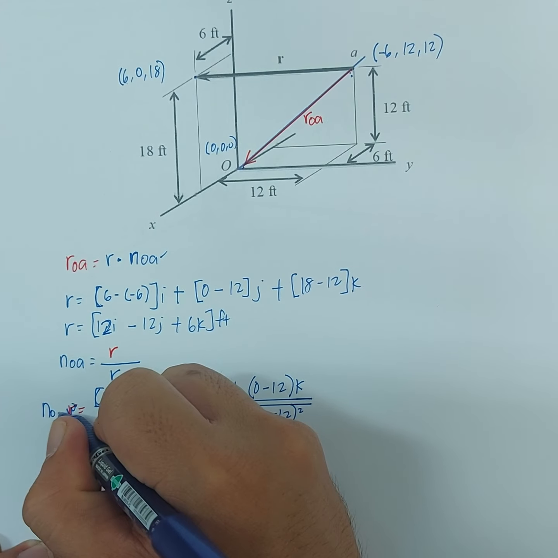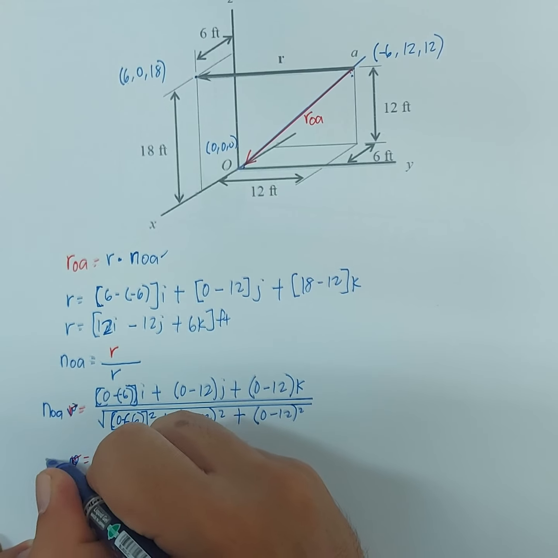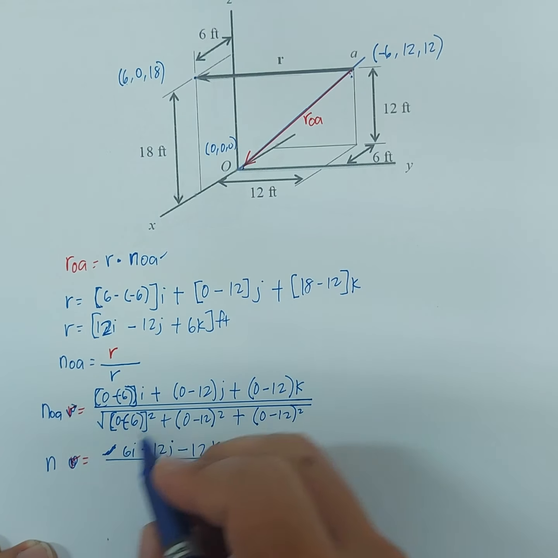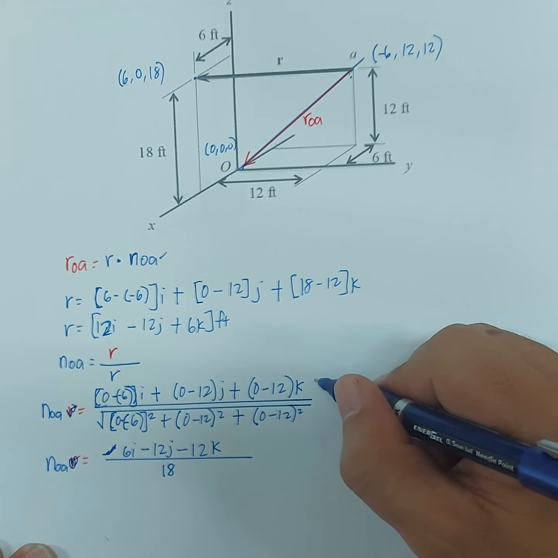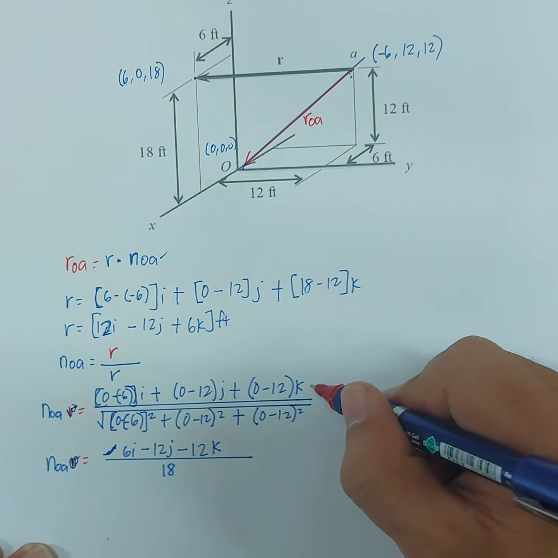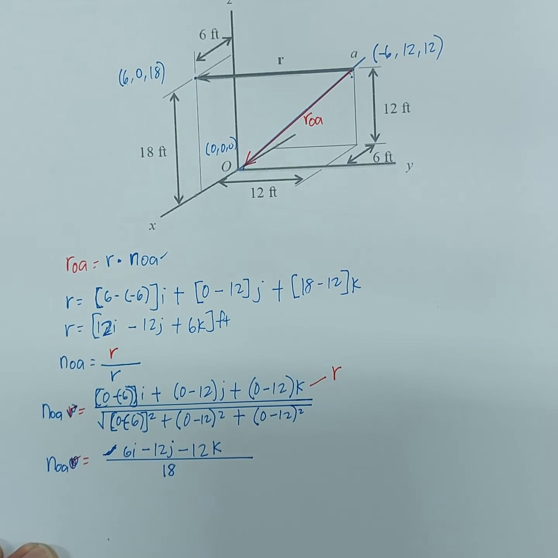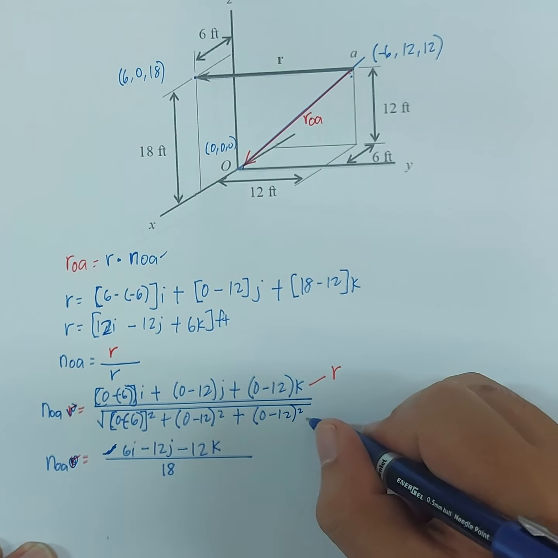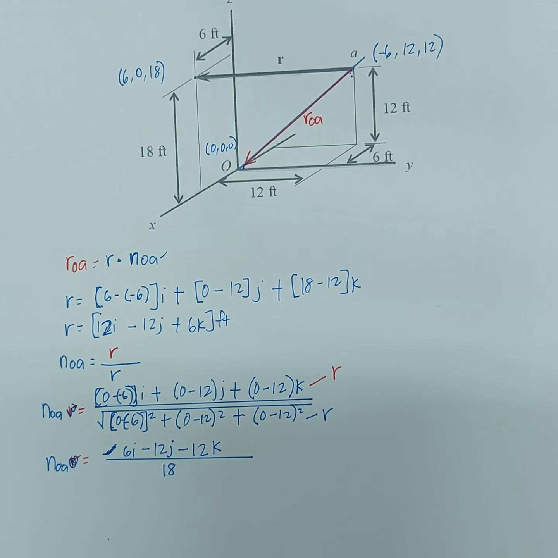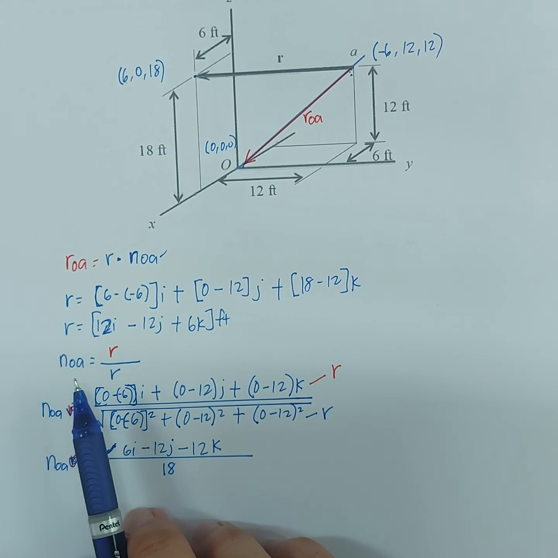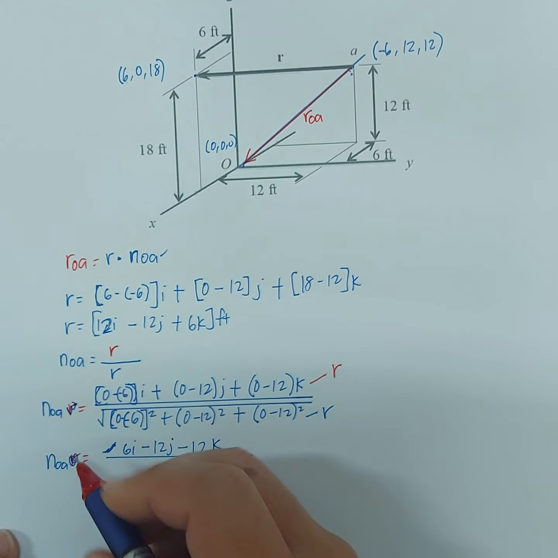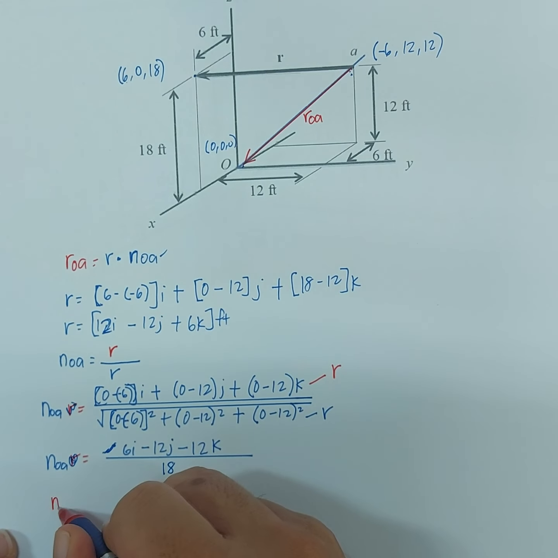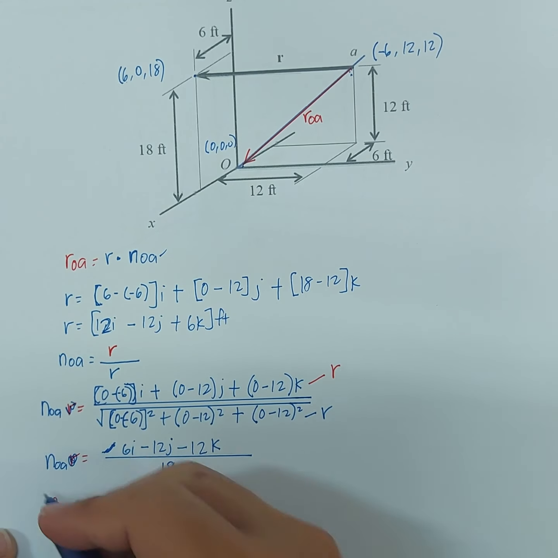By the way, I already went straight to it earlier, so this is already NOA and no longer R. This is the position vector, and the numerator is R. The denominator is the distance between the 2 points. I already substituted it in our equation earlier.